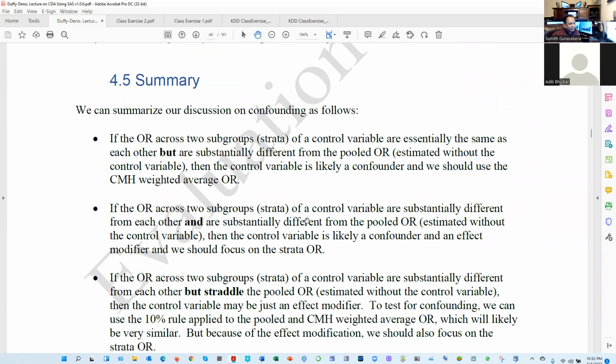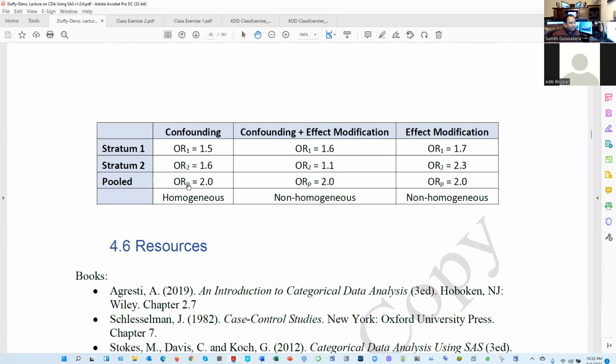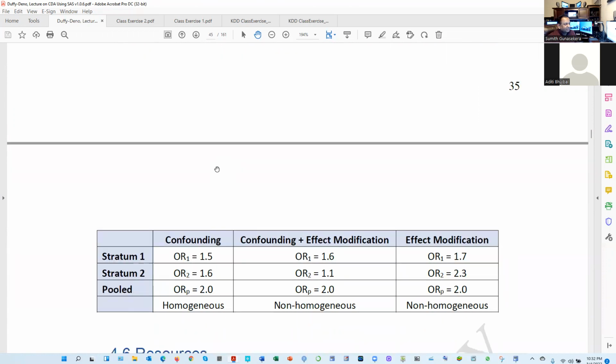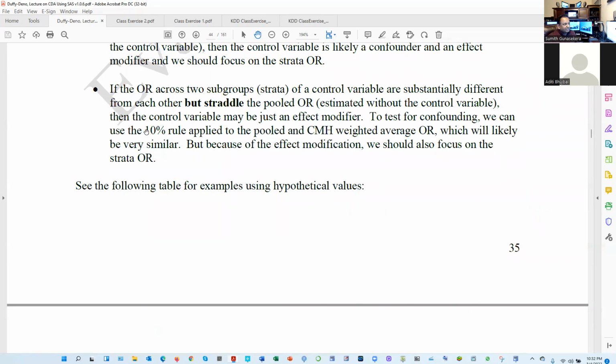If the OR across two subgroups of a control variable are substantially different from each other, see? Sorry, that's the pooled one. The pooled one is the CMH one. If they were the same as each other but different from this one, you should go to this one. Then it's called the confounding variable that should be adjusted. That's the pooled one.